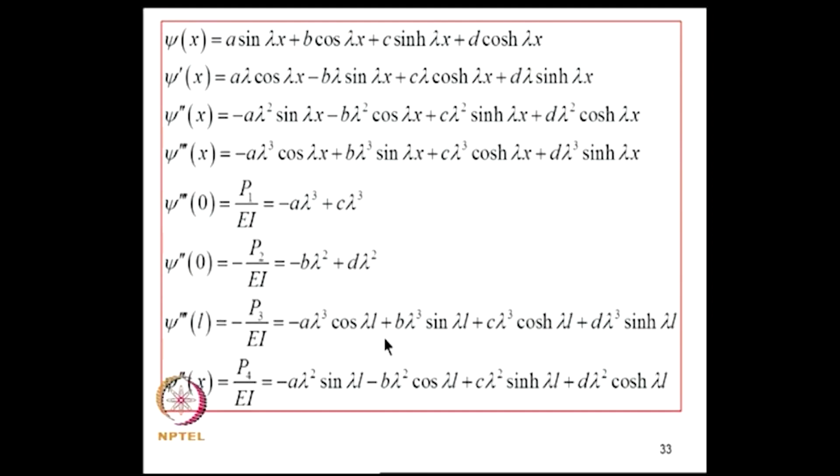Now, how about the boundary conditions on forces? So, I need the second and third derivatives. So, we can differentiate psi of x once, twice and thrice, I get all these terms. Now, at x equal to 0, the shear force is P 1 by E I, that must be equal to this. The bending moment E I psi double prime of 0 is given by this. Similarly, at x equal to L, term coming from shear force and term coming from bending moment.